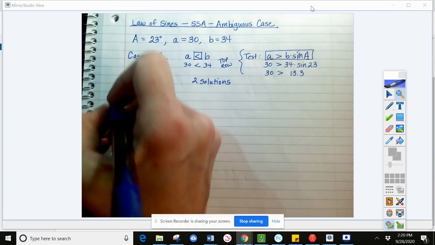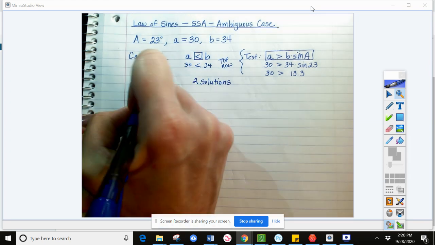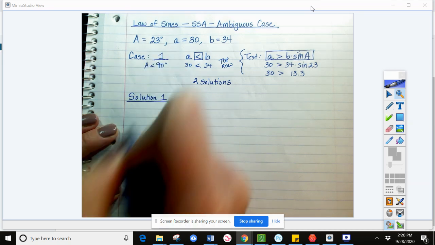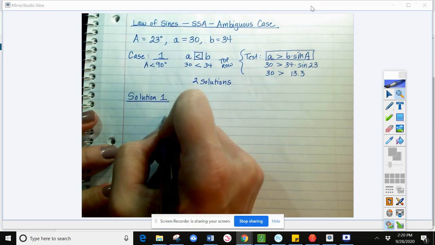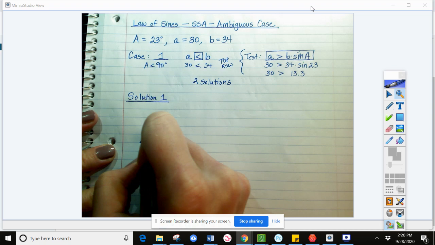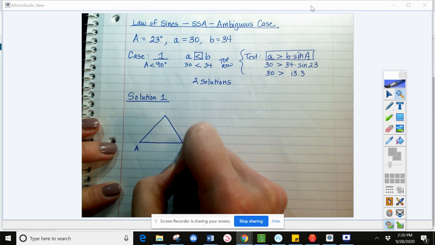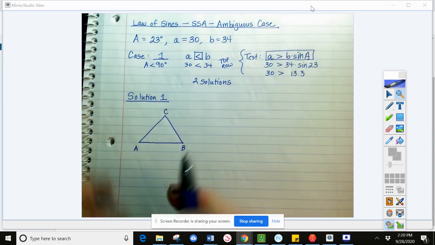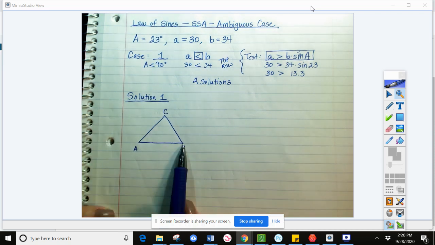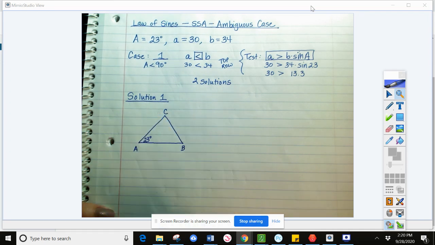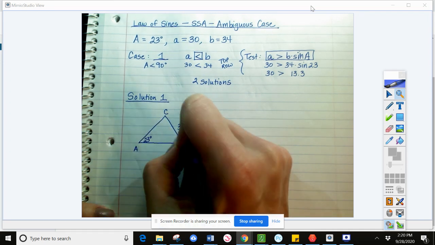And remember, this is law of sines. So for the first solution, what we're going to do is just draw our triangle, label what we know, and go from there. And I always draw mine in the same way, A, B, C, just like this: A bottom left, B bottom right, angle C at the top. All right, so 23 degrees for A. The side is 30, and the side of B is 34.